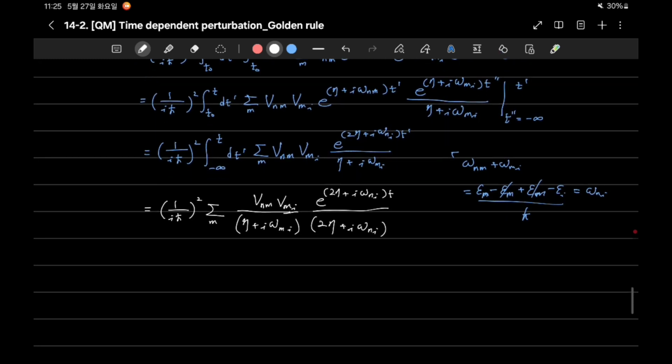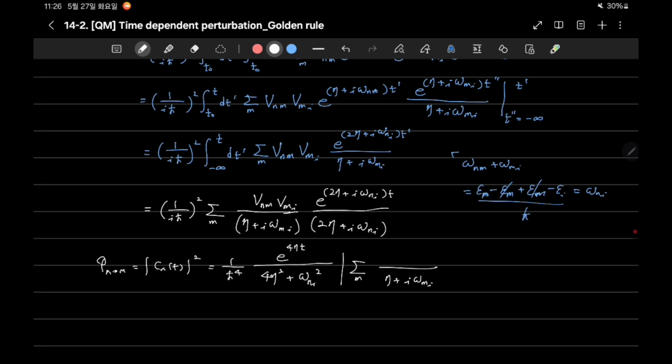So the transition probability from i to n is |c_n(t)| squared, which is 1 over ħ to the 4, and by multiplying the complex conjugate, it is 1 over (4η squared plus ω_ni squared), exponential of 4ηt, and summation over m of V_nm V_mi over (η + iω_mi), squared, and this exponential equals 1 because of the complex conjugate, and it is just the complex conjugate term.